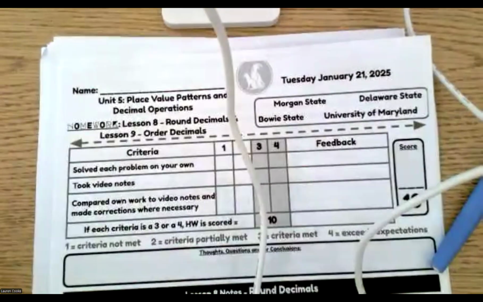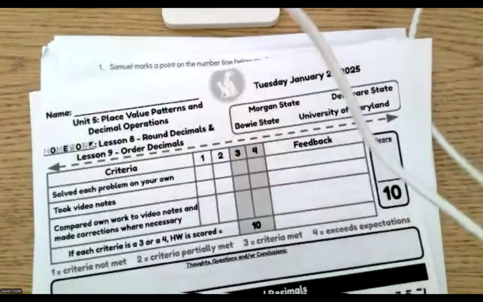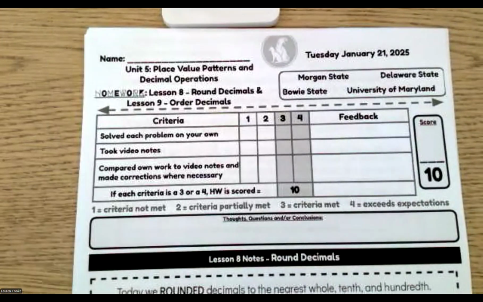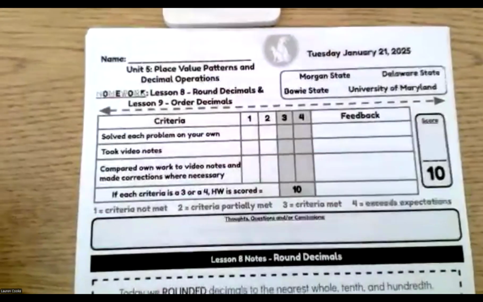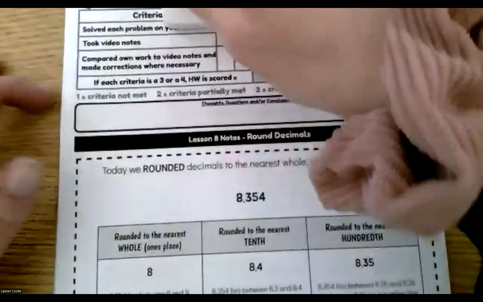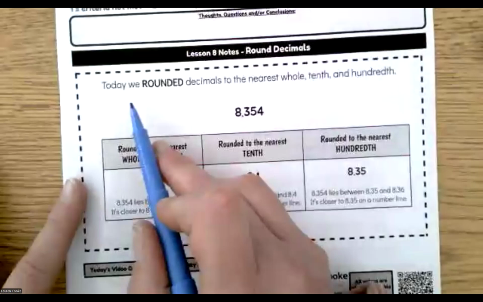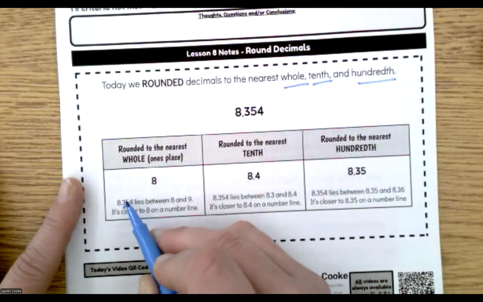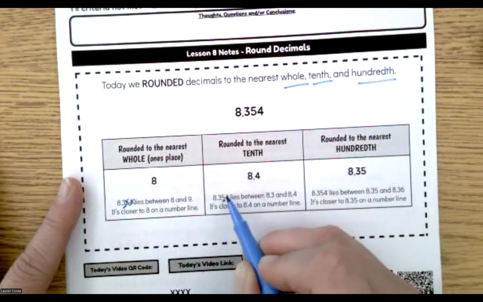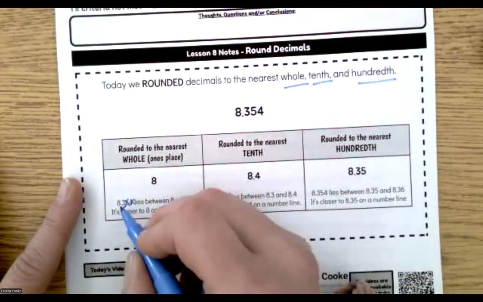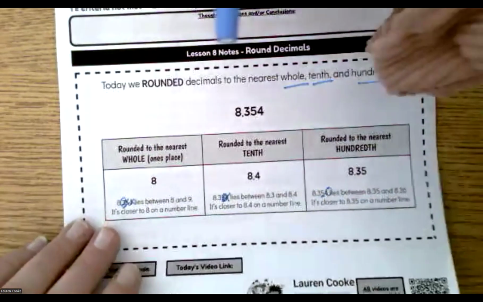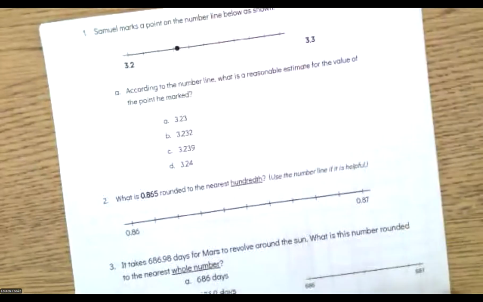Now we have been working on rounding. We have been working on decimal placement. We're about to start working on adding decimals, and this entire Unit 5 is all about that. So here we go. We're rounding decimals to the nearest whole, tenth, and hundredth, paying attention only to the one right behind it. So for the tenth, it's this one, and we would circle this one, and then for the hundredth it's this one, and circle that one. Everything before stays the same. Everything after gets zeroed out.